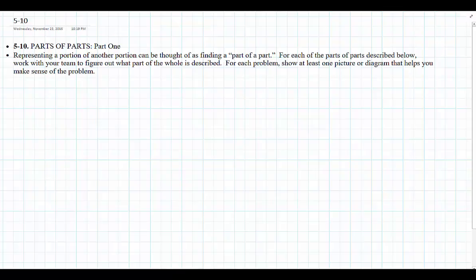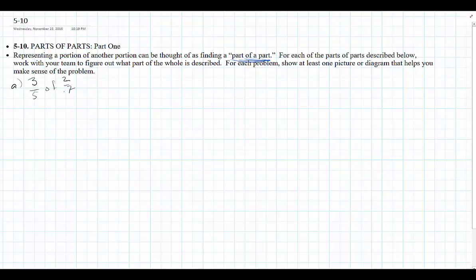For each of the parts of a part described below, work with your team to figure out what part of a whole is described. For each problem, show at least one picture or diagram that helps you make sense of the problem. Okay, so again, the key word here is really part of a part. We've been talking about that for a long time, part of a part. Okay, so A is asking us, how do you find what 3/5 of 2/7 is?